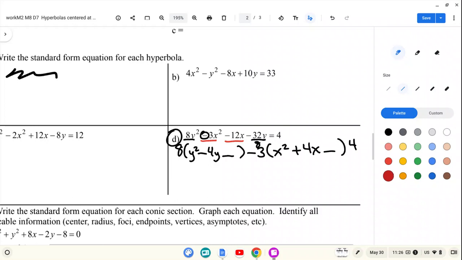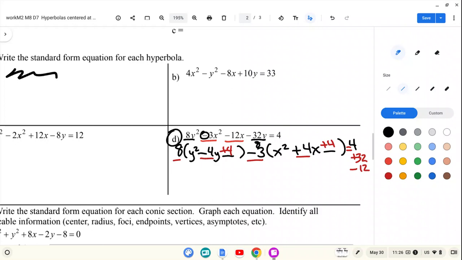Completing the square, we take half of b squared. Half of -4 is -2 squared is +4. But 4 times 8 is what I'm going to add to the other side. And then half of this 4 is +2 squared is +4, but it's a 4 times -3, which is -12.